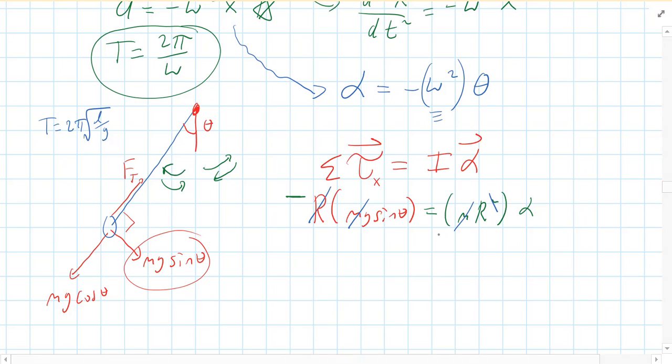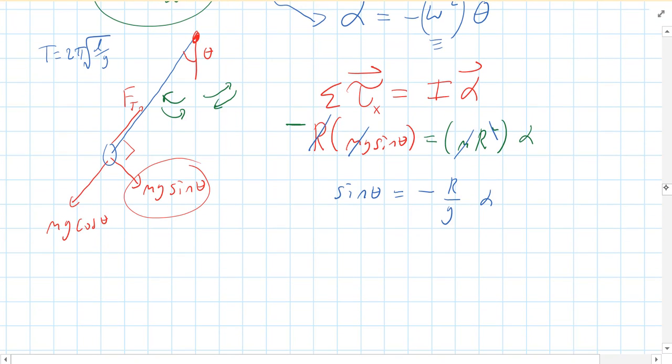And I'm pretty close here. What I'm going to eventually get is sine of theta equals negative r over g times alpha. Now, the radius is also the length of the string. So we can replace the r in this equation with an L. Okay.